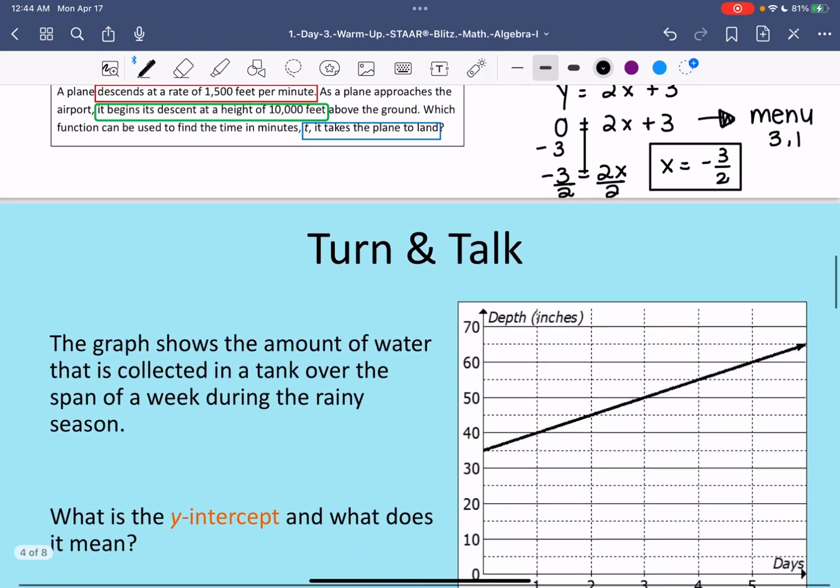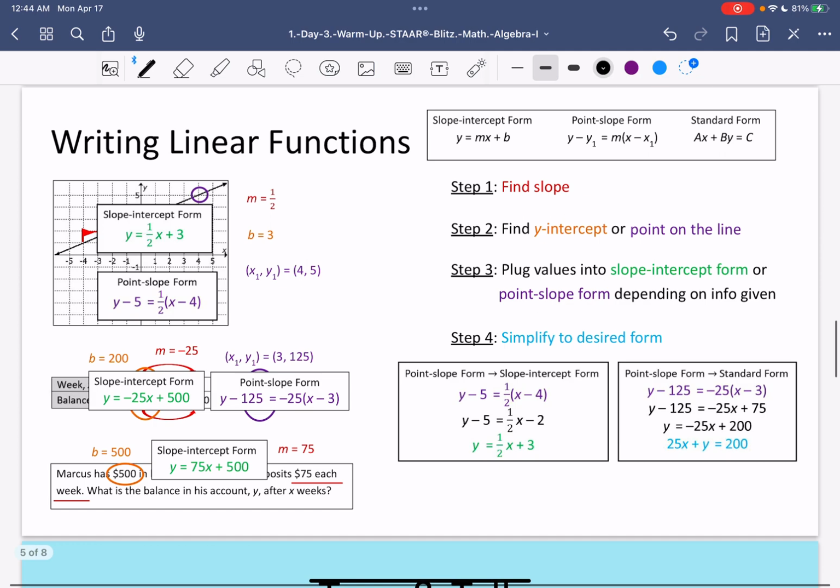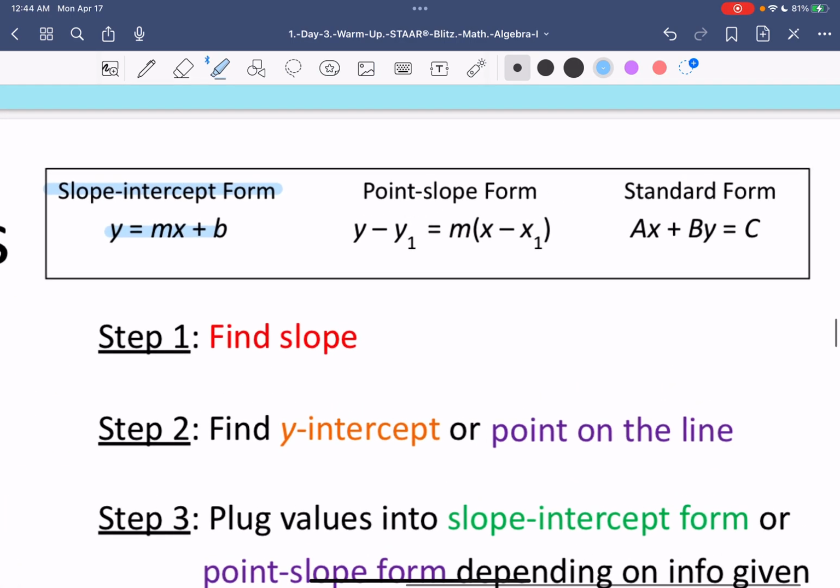Okay. All right. So, writing linear functions. This is where we need to remember our forms. So we have slope-intercept form, which is our favorite, y equals mx plus b. And then we have point slope form. So remember with point slope form, it's a point on the line and the slope. Okay, it's very straightforward. Remember your y1 and your x1 technically change their sign.